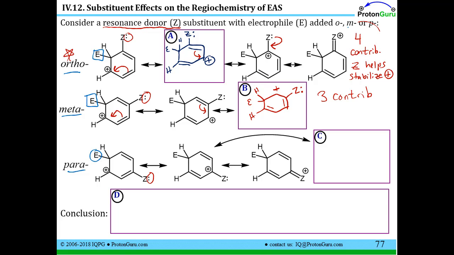Well, that's not as many resonance contributors as we had up here. We don't have as good of a resonance delocalization when we have the meta substitution pattern as we did for the ortho. Furthermore, you see that the Z with its lone pair is kind of skipped over.